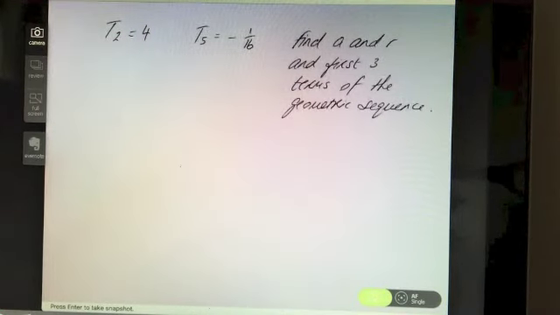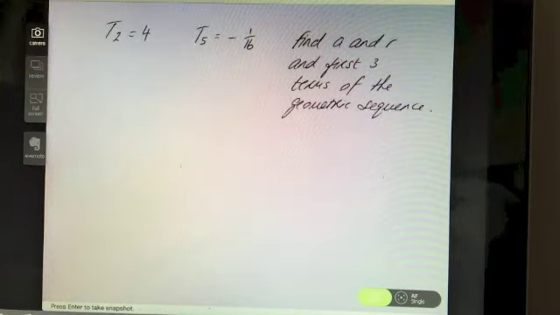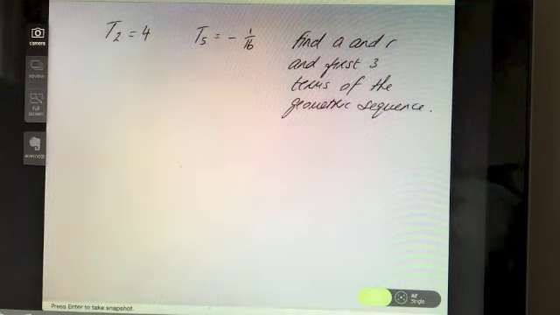Okay, so try this question. If the second term is 4 and the fifth term is minus 1 over 16, find a and r and the first 3 terms of this geometric sequence. Okay, so if you're feeling confident, pause the video and see how you get on with this one.